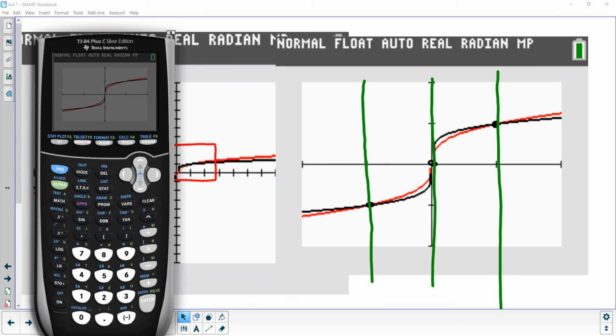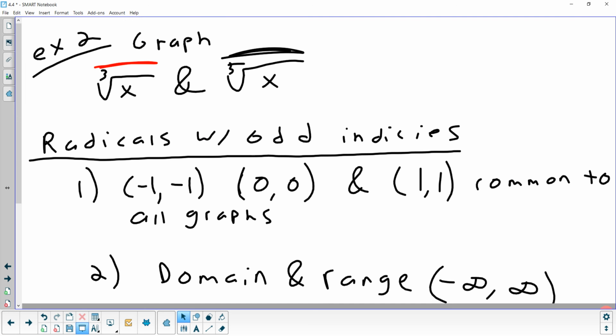Which one was the black one? The black one was my 5th root. So between -1 and 0 and more than 1, the higher the index on the root, the lower its position when you're comparing it to something else. If you are smaller than -1 or between 0 and 1, the higher the index of your root, the higher its position compared to other graphs. Okay? So let's summarize that.